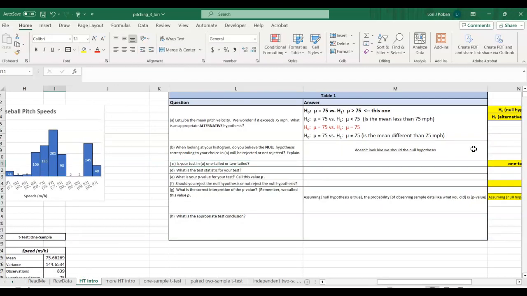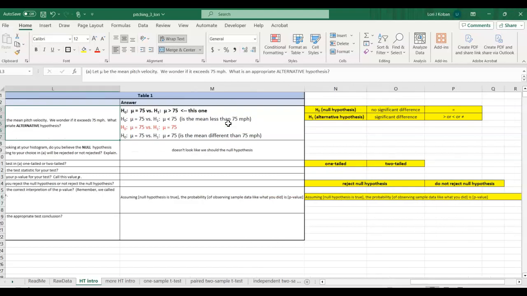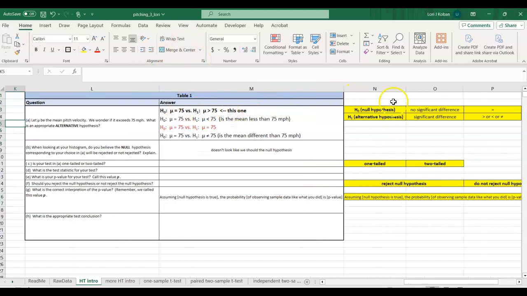Okay, first of all, let's come down here to the conclusion. So the conclusion is either reject the null hypothesis or do not reject the null hypothesis. Just like in a court of law, the defendant is either guilty or not guilty. We never say innocent. So the question is, when we look at the data, does the data support this, so we reject the null hypothesis, or does the data not give strong enough evidence to reject the null hypothesis?